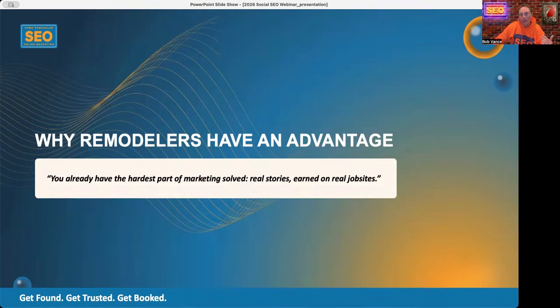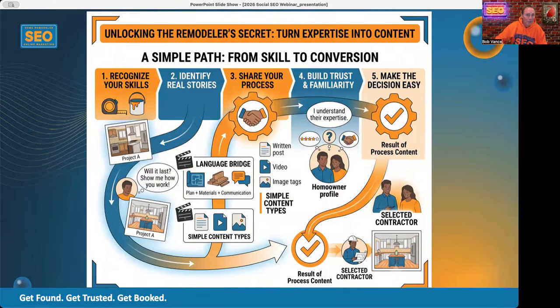And so, why remodelers have an advantage that I mentioned at the beginning of today's workshop. You already have the hardest part of marketing solved. You have real stories that are earned through the jobs you've done and the real job site photos that you're already posting out there. Remodelers already have the hardest part of the marketing solved. You have all that, what we'll call anecdotal evidence of all the work you're doing. That's the hard part. And so your expertise is already your greatest marketing asset. The opportunity is turning that expertise into content that homeowners can discover.